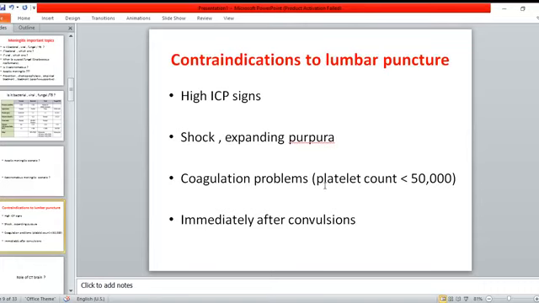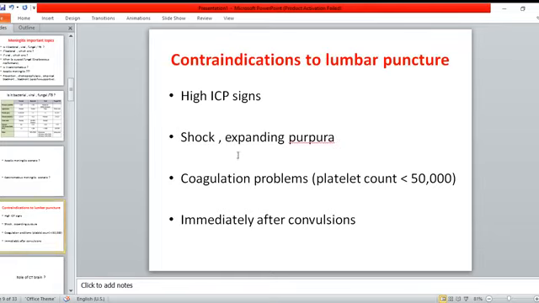Of course, you have to know that the platelet count is very important. So platelet count below 50,000, don't go for lumbar puncture. So coagulation problem is very important. If the patient is shocked with evidence of shock, so meningococcal septicemia and septic shock, and expanding vasculitis and purpura, don't go for lumbar punctures.